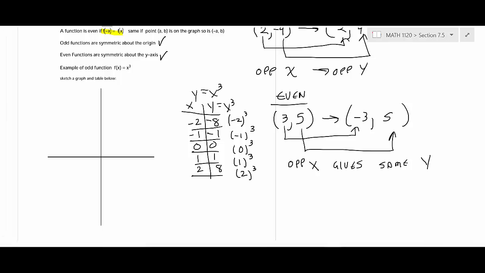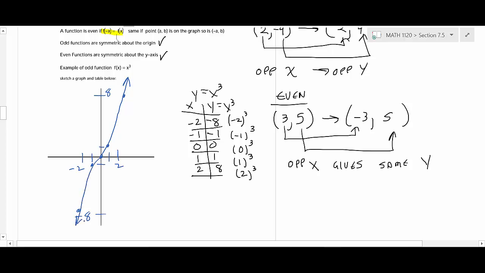Now I want to see if you guys see this or not. What happens when you have an opposite x? What happens to y? You have an opposite y. Look at this. Opposite x, opposite y. That's how odd functions work, okay? Now let's just draw a graph. Let's plot our points. So I'll put a negative 2 and a 2, and then we'll go up to 8 and down to negative 8. If you plot your points, you would have 0, 0, 1, 1, 2, 8, negative 1, negative 1, and negative 2, negative 8. So if you plot your points, that's what your graph looks like, okay?